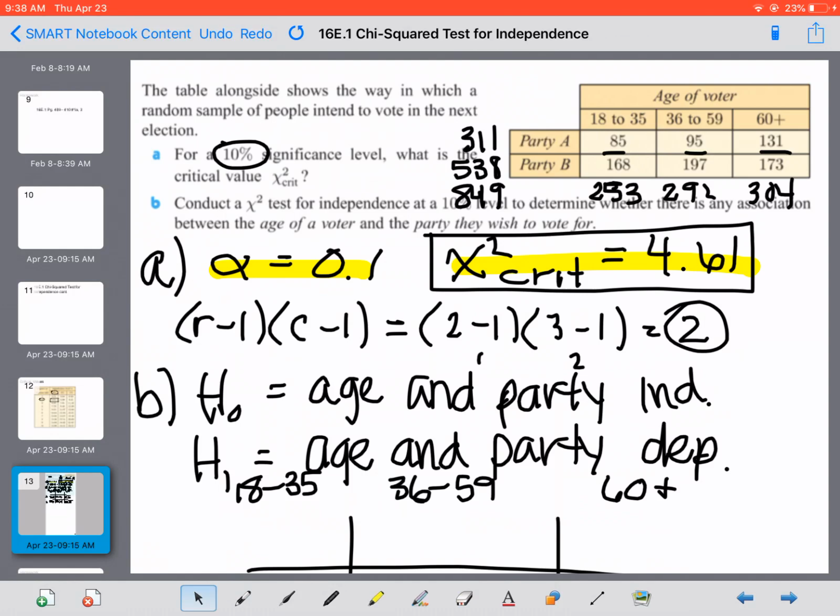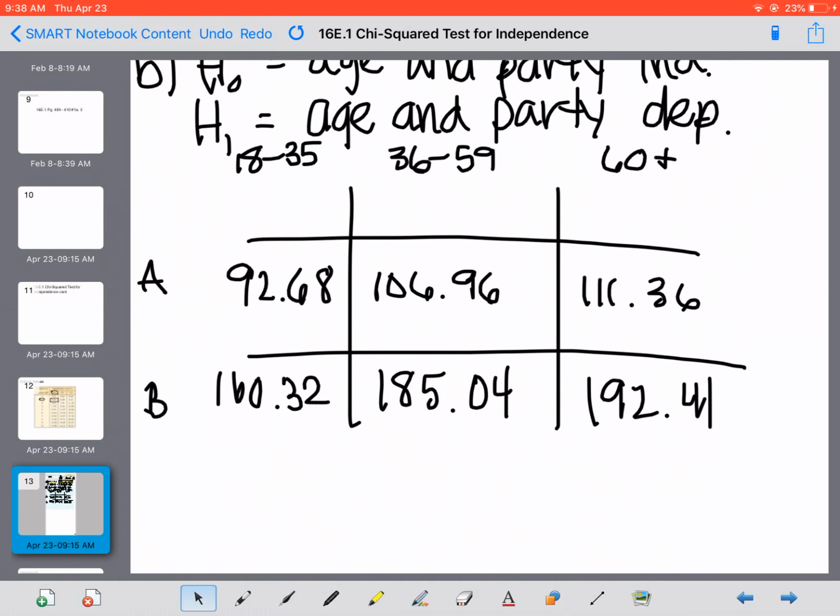Second mode will get you out of that. Then go second x to the negative 1 again, scroll over to edit, and scroll down to matrix B. Hit enter. It's again a 2 by 3, so 2, enter, 3, enter. Then we enter in our expected values, which are 92.68, 106.96, 111.36, 160.32, 185.04, and 192.41. Once you enter that, press second mode to get out of it.